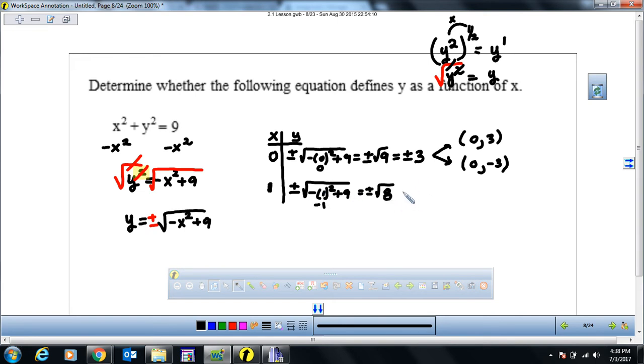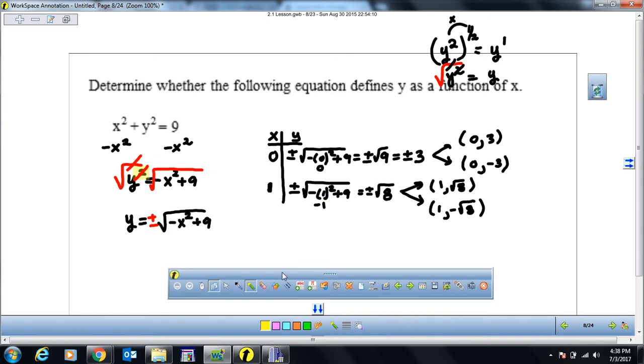So then you can simplify it and everything, based on what I showed you before, but I'm not going to simplify it. All I need to tell you is this, that when x is equal to 1, y is equal to the square root of 8, and when x is equal to 1, y is also equal to the negative square root of 8. That's what the plus or minus means.